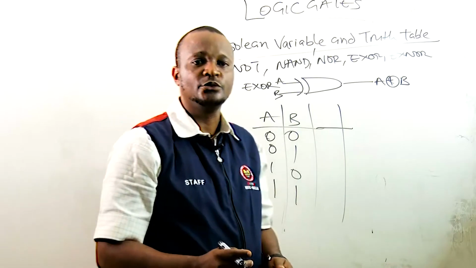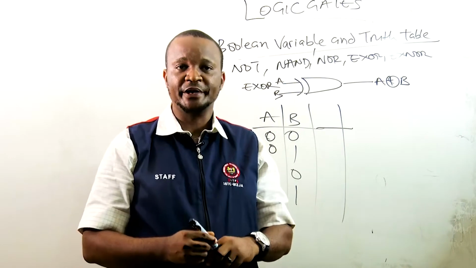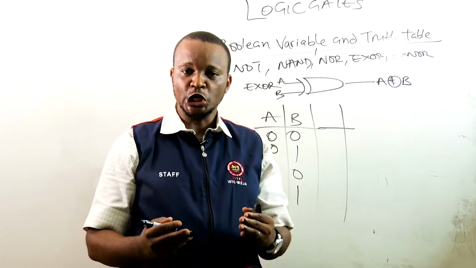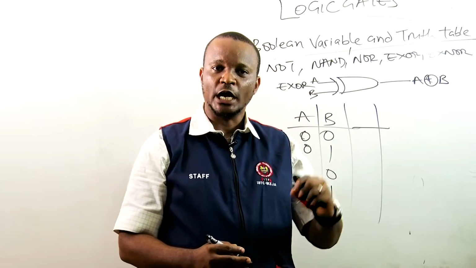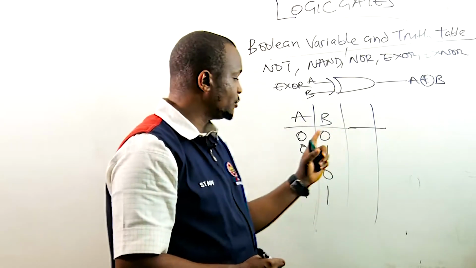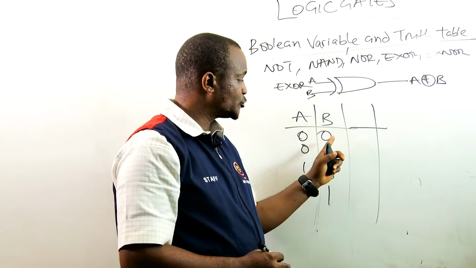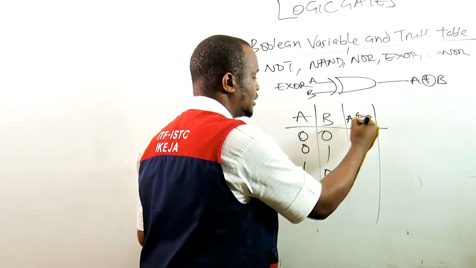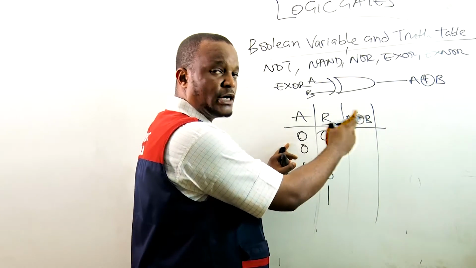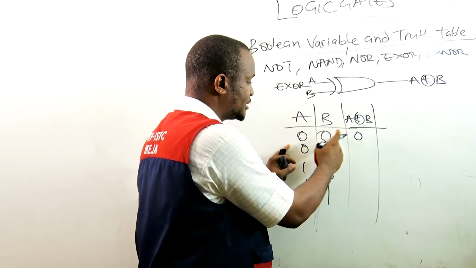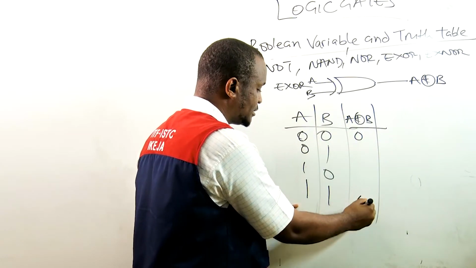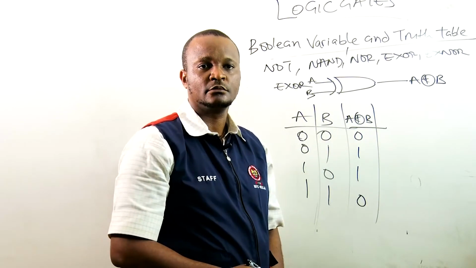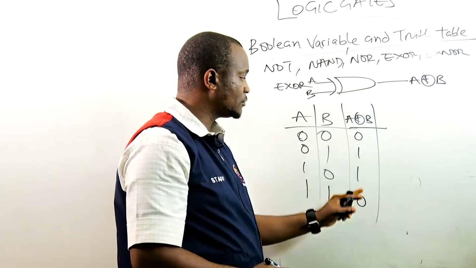And then this can be used as a comparator when you don't want the output to be the same. That is, if the inputs are the same, your output is 0. So this and this are the same, this and this are the same. So you have, this is the truth table. That's the truth table. 0, 1, 1.